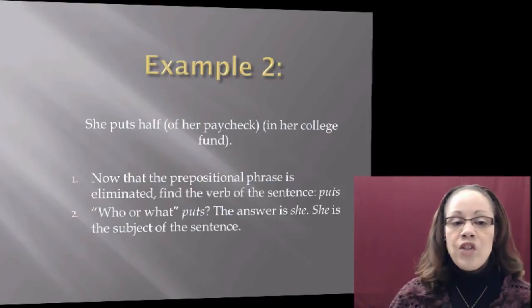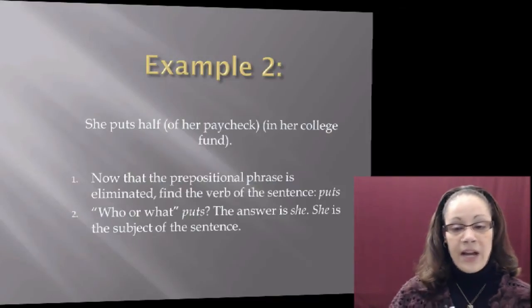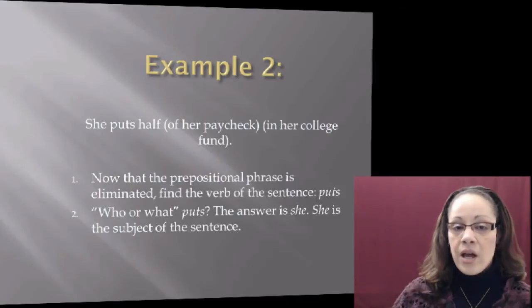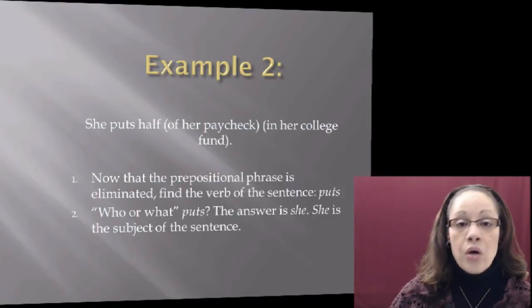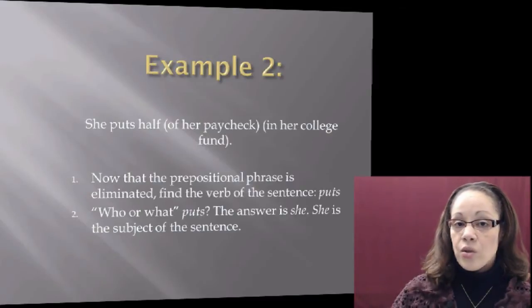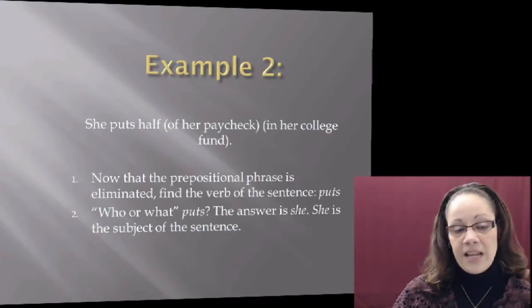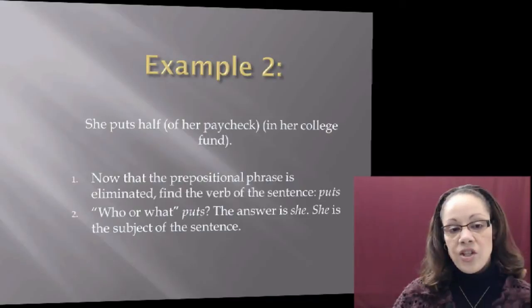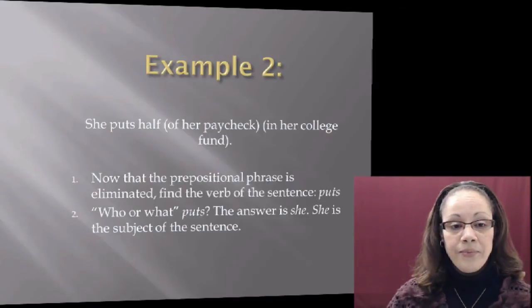So we're left with she puts half. Let's find our verb of those three words. Our verb is puts. Who or what puts? We have to find our subject. So the answer to that question, who or what puts, is our subject. In this case, it's she. She is the subject of the sentence.